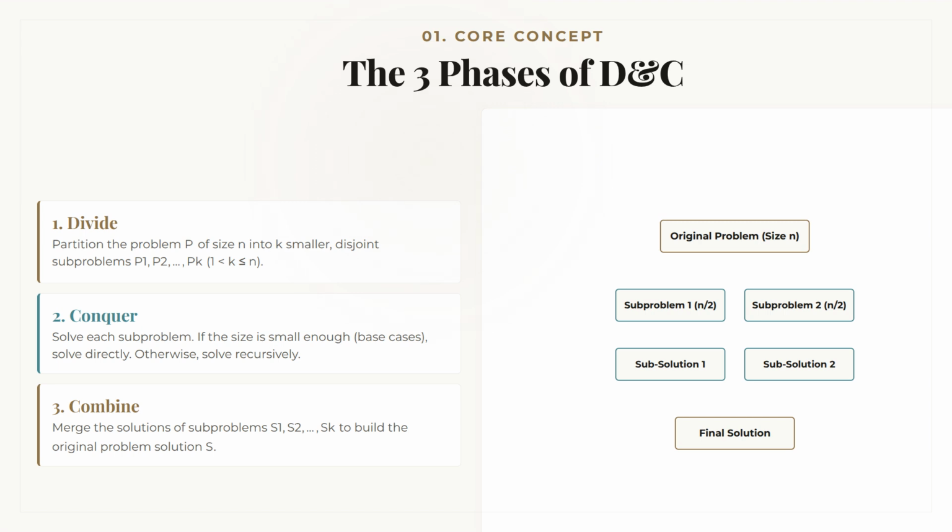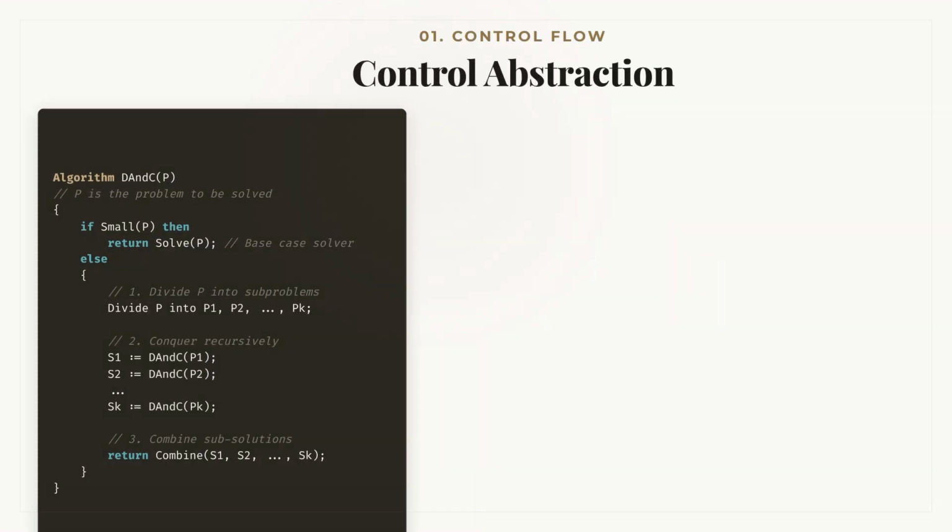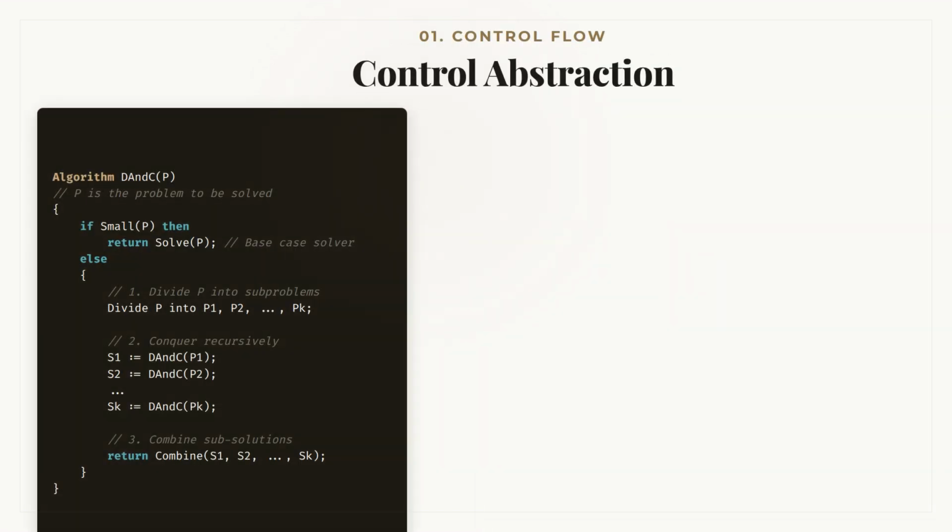Finally, after obtaining solutions to all the smaller subproblems, we combine these partial solutions to produce the solution to the original problem. Therefore, divide and conquer consists of three major phases. The first phase is divide. In this phase, the original problem of size n is partitioned into smaller subproblems. Usually, these subproblems are of equal size, such as n by 2 or n by k.